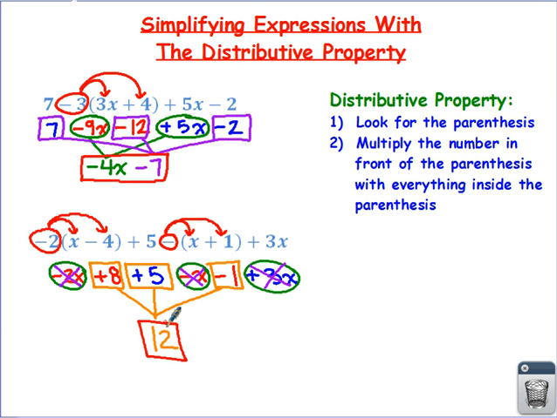I hope that helped out. Remember to distribute. All you've got to do is take a look at the number in front of the parentheses, multiply it with everything inside the parentheses, and just combine your like terms.